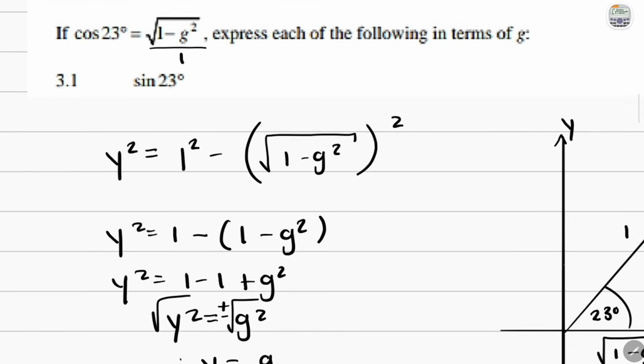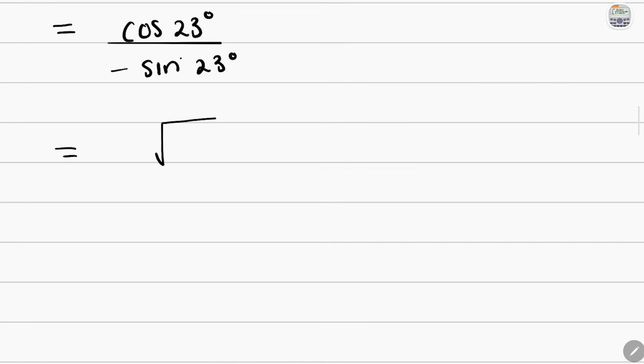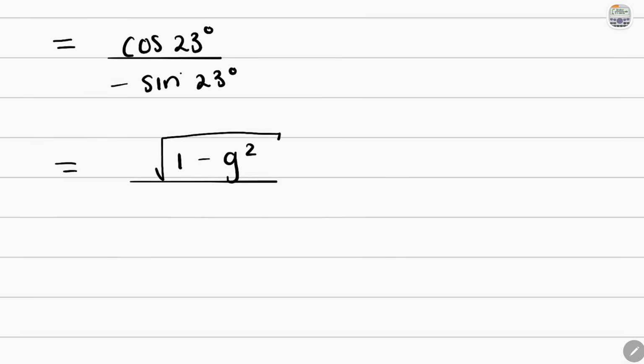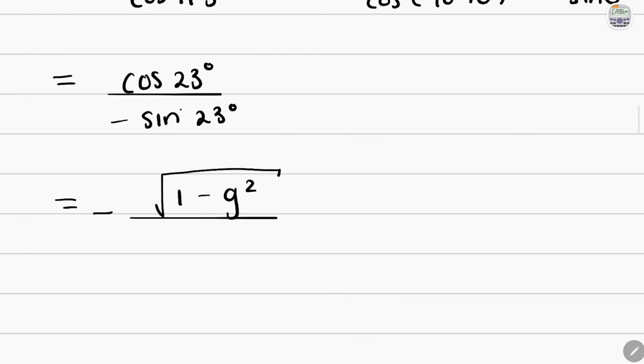I think we had cos, yeah, we did. So that was the square root of 1 minus g squared. So we know that that is the square root of 1 minus g squared, and negative sine 23 degrees. Sine 23 degrees is g. So this is minus g. And this is our answer.